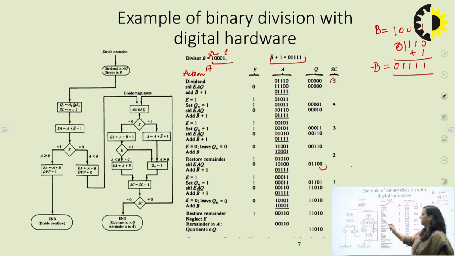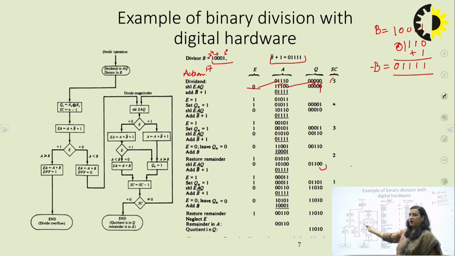So the first action is shift left EAQ. E is nothing here. Now we have to shift left. So this 0 of A comes here, 1 comes here, this 1 comes here, this 0 will come here, and in the last place we will append one more 0 after shifting left. Now the next step is we have to check the value of the E flip-flop. The E flip-flop has 0 value.